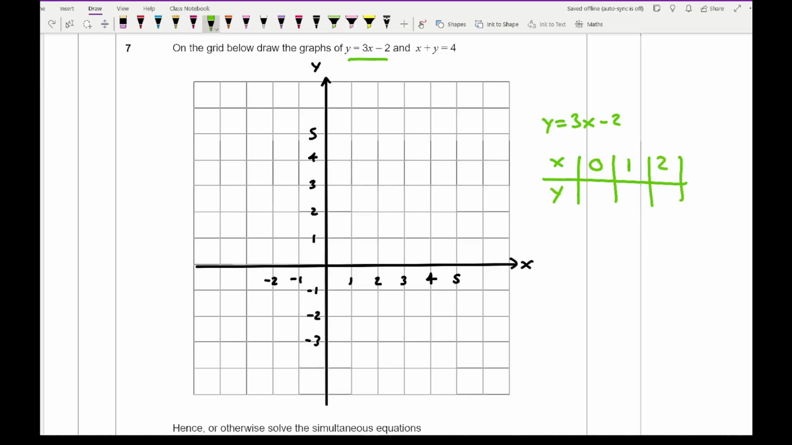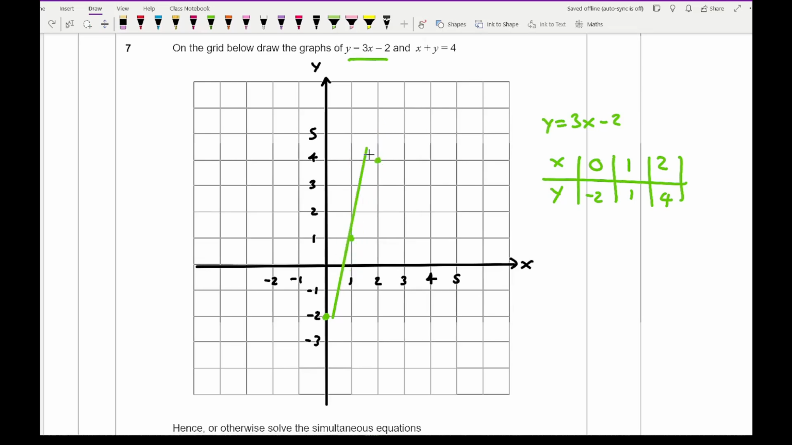So when x equals 0, 3 times 0 is 0, minus 2 is −2. 3 times 1 is 3, take away 2 is 1. And 3 times 2 is 6, take away 2 is 4. So then plotting this, I've got (0, −2), which is there, (1, 1), which is here, and (2, 4), which is here. So all I then need to do is draw a straight line going through those points.